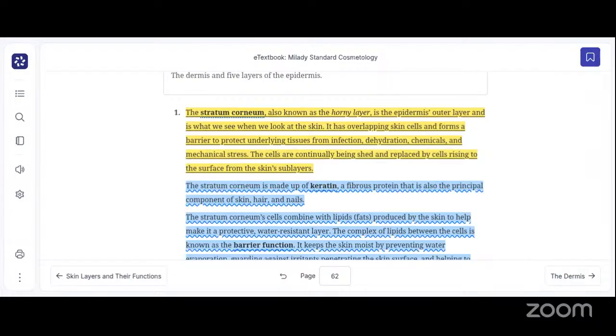The cells are continuously being shed and replaced by cells rising to the surface from the skin sublayers. This is basically skin repair, and as you age, the skin repair does start to slow down. This is why we start now maintaining, incorporating procedures like facial treatments and chemical peels, things of that nature, to help preserve our skin and rejuvenate those cells. The faster those cells can repair themselves, the thicker the skin can become.